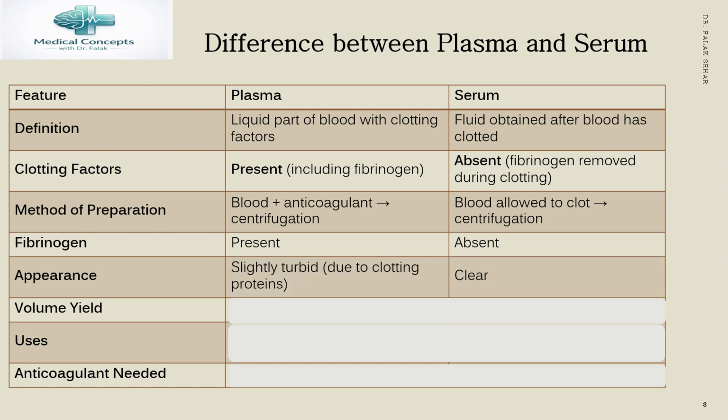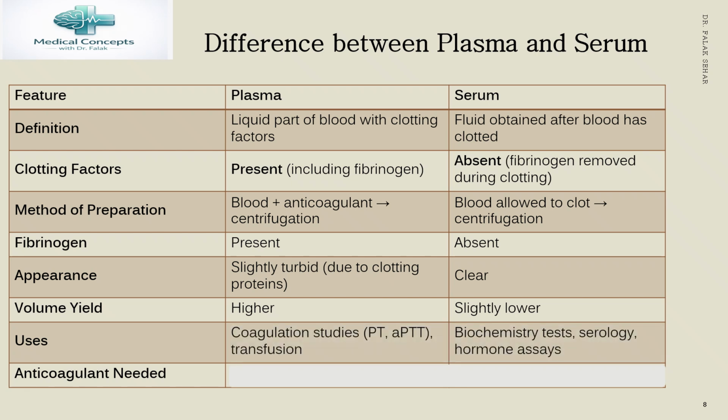Appearance. The plasma appears slightly turbid because of the presence of clotting proteins, while serum appears very clear because of the absence of clotting factors. Volume. Plasma is slightly higher in volume as compared to the serum. And what are the uses? Plasma is used in the coagulation studies, for example prothrombin time, activated partial thromboplastin time, and in the case of transfusion, while serum is mostly used in the biochemistry test, serological test, and hormone assays. Anticoagulant needed? Yes, anticoagulants are needed in the plasma and there is no need of anticoagulant in the serum.